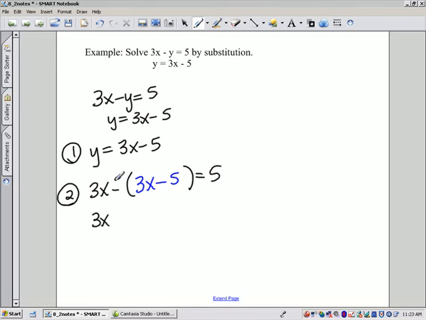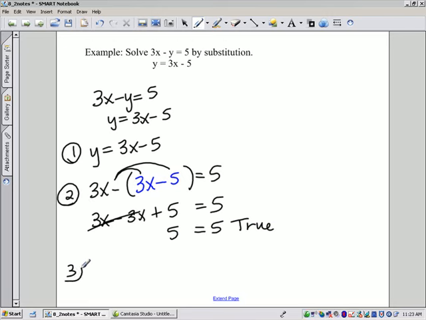Distributing the negative 1, right, would give us 3x minus 3x plus 5 is equal to 5. 3x minus 3x, those are eliminated, so we get 5 is equal to 5. And I don't know if you remember this from solving linear equations in one variable. When the variables are eliminated and you have a true statement, that means there are infinitely many solutions. So what that true statement here tells us is that there are infinitely many solutions to this system. If you remember what that means, these two are really the same line.